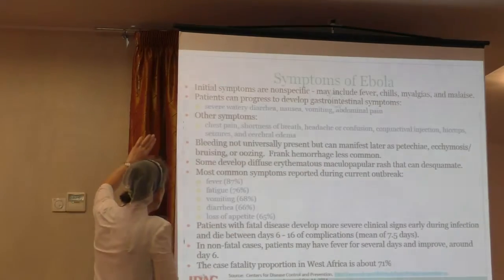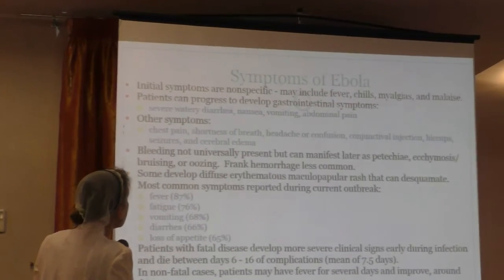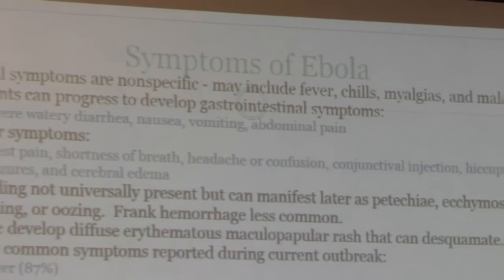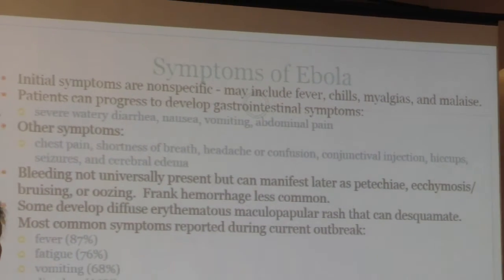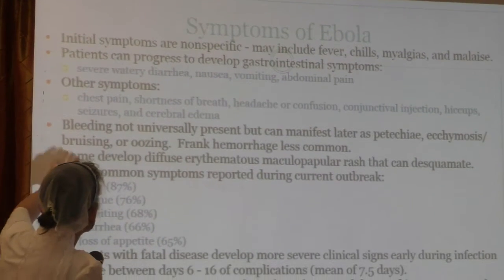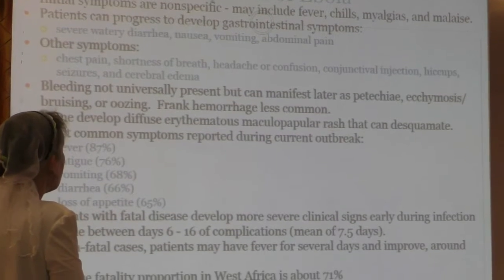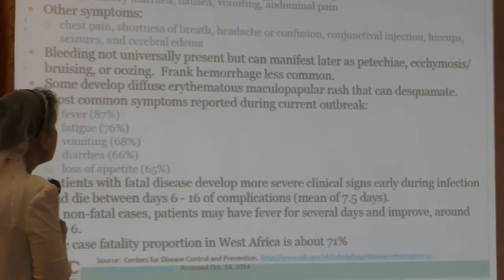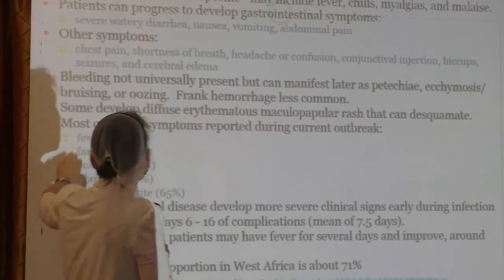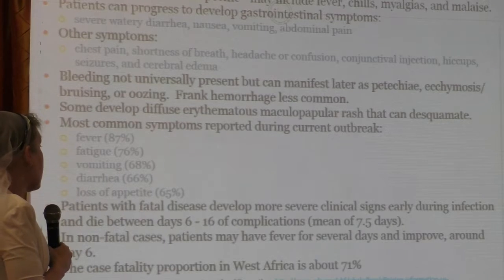And so you've got all these symptoms that start mainly in the gastrointestinal area. Again, fever, chills, myalgias, and malaise. Lots of gastrointestinal symptoms, along with very, very serious chest pain, shortness of breath, cerebral edema, seizures, and more hemorrhagic. There we are. Petechiae, ecchymoses, bruising, oozing. So again, fever, fatigue, vomiting, diarrhea.